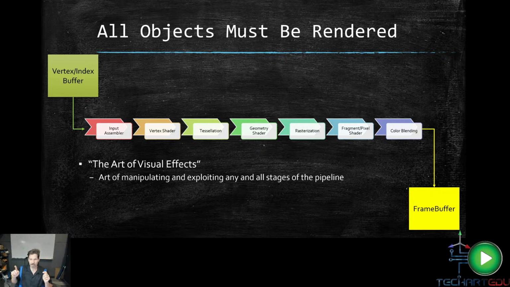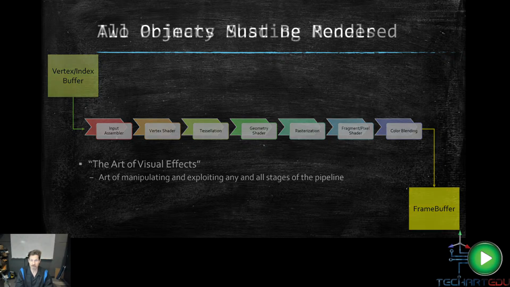Starting from left to right, we've got the input assembler, the vertex shader, tessellation, geometry shaders, the rasterizer, the fragment and pixel shader, and then the final blending. All those 7 contribute to the rendering pipeline. If you're curious about more of that, check the last Tech Art Talk Live, I believe episode 41, where we go into all the details on those.